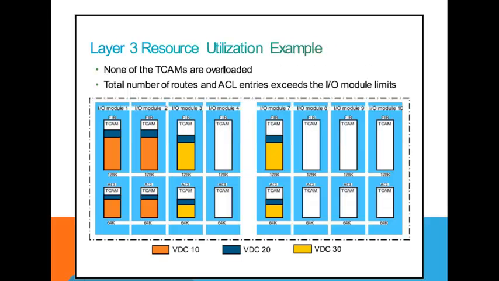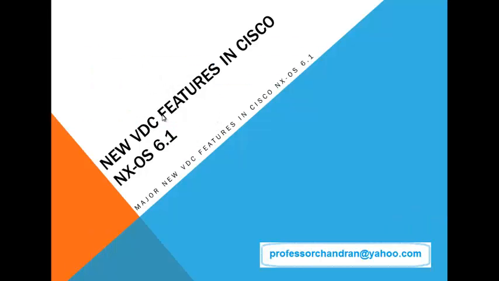So this example shows that VDC 10 is using this much memory out of 128, so it is under control, and this much ACL, and the blue one is using only this much routing, like 10 plus 90, something like that, less than 128, not reaching up to the brim. So this is not overloaded. This is nice. So that is what resource allocation is.